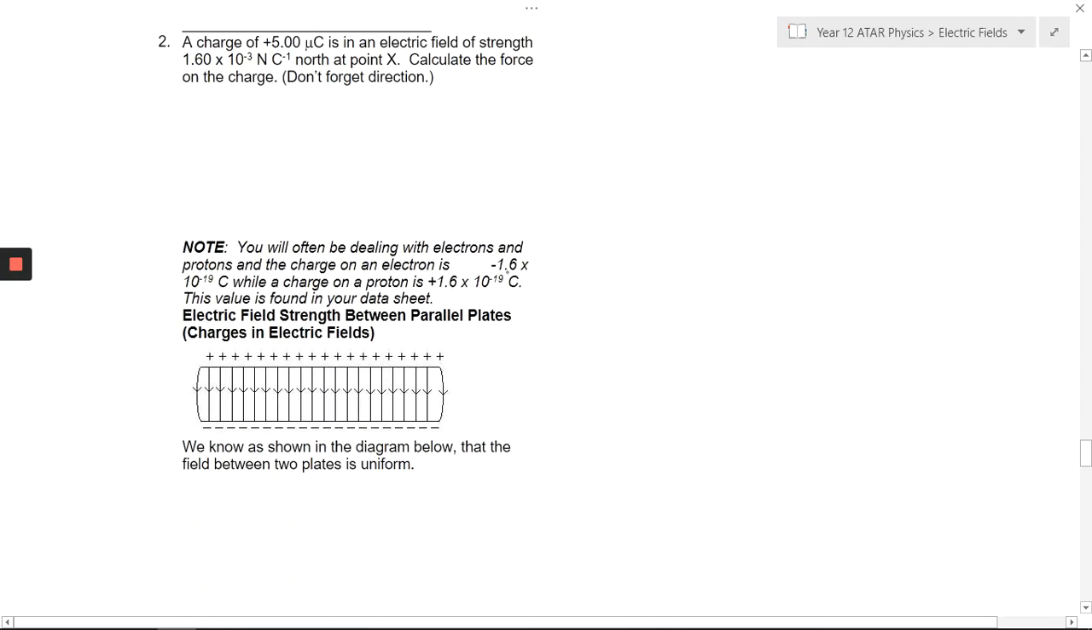it's important to note that you should really know the charge on an electron and a proton. The charge on an electron is negative, and the charge is 1.6 times 10 to the minus 9 coulombs. This is in your data booklets as well. And the charge on a proton is positive, the same amount of 1.6 nanocoulombs, or positive 1.6 times 10 to the minus 9 coulombs of charge. Okay, so that's what that is.